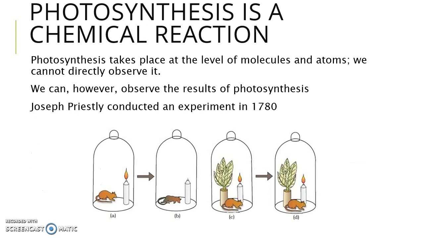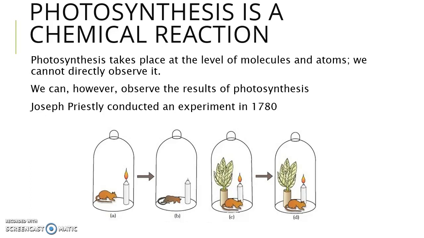Alright, photosynthesis is a chemical reaction. You can't directly see photosynthesis happening, but you can see evidence of it. So photosynthesis takes place at the level of molecules and atoms. We cannot directly observe it. We can, however, observe the results of photosynthesis.